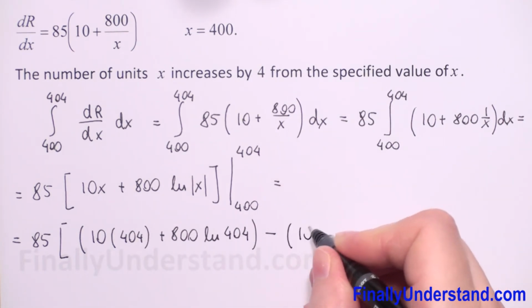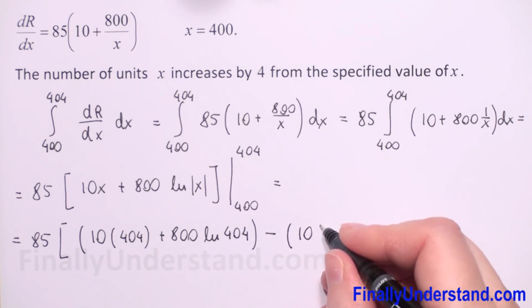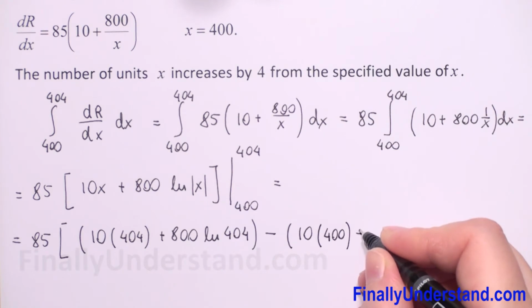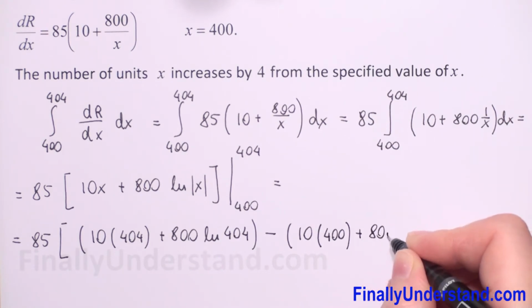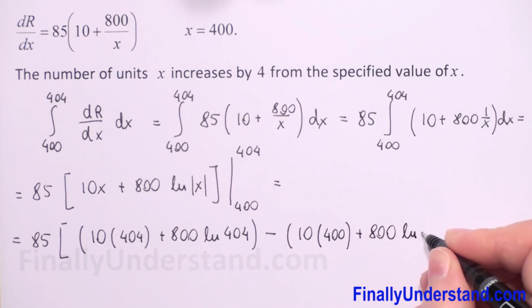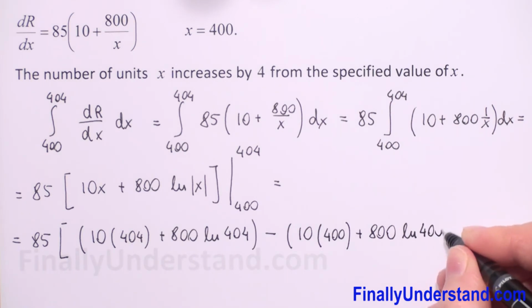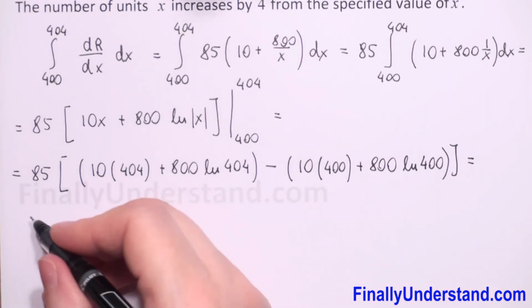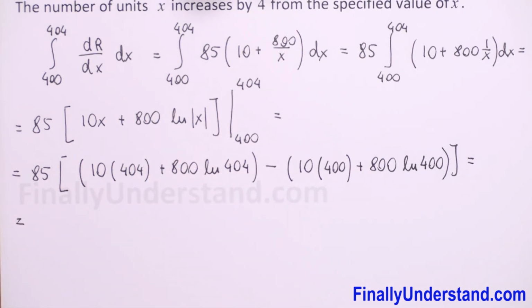So we have 10 times 400 plus 800 times natural logarithm of 400 close brackets. So this is equal. You can use calculator.